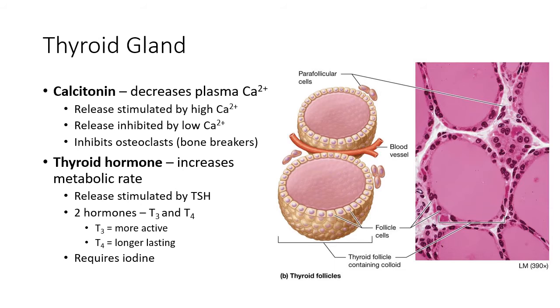In order to make thyroid hormone, you need iodine. Iodine is incorporated into T3 and T4. So that's the reason why you need iodine. Well, that's the main reason why you need iodine in your diet. If you don't get it, you won't be able to make thyroid hormone.